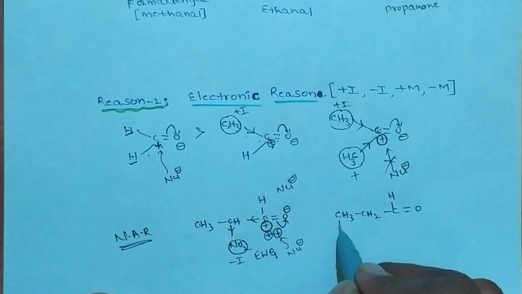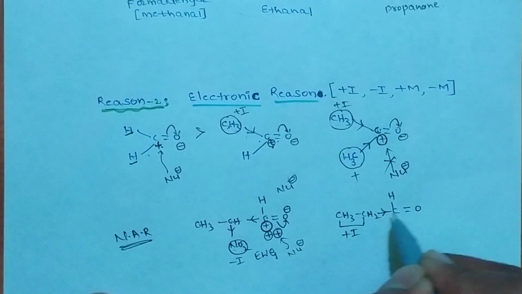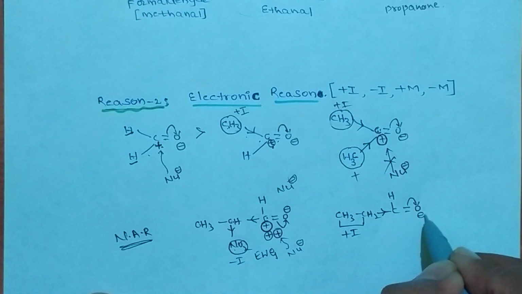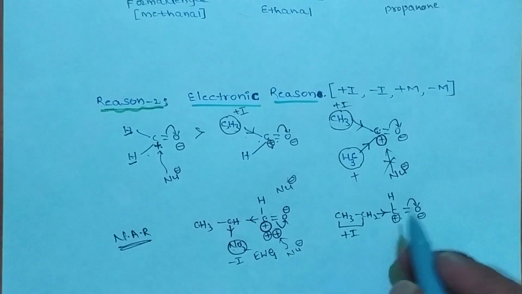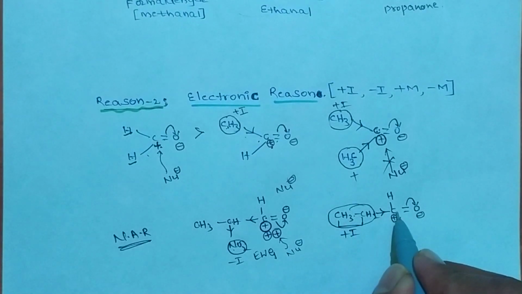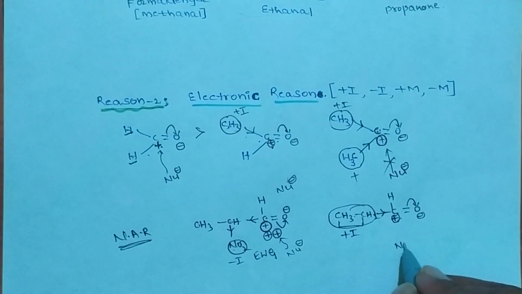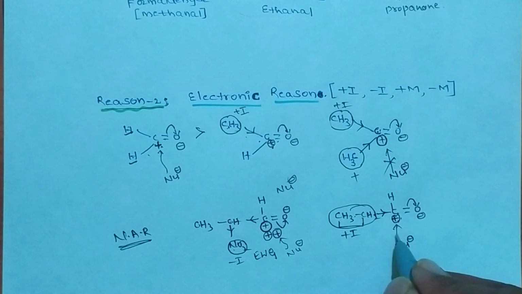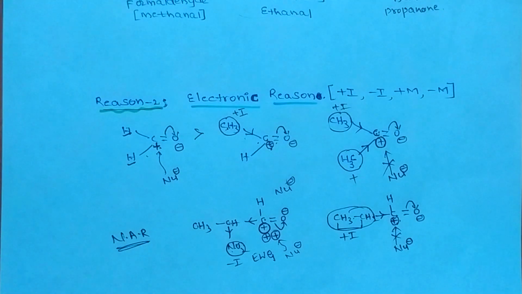Whereas here, this is called the plus I effect. Now this group is donating electrons, so the positive center on this carbonyl carbon decreases. This group is donating electrons to this carbon, so the positive center decreases. A decreased positive center means attacking of the nucleophile is difficult. Therefore nucleophilic addition reactions are less.